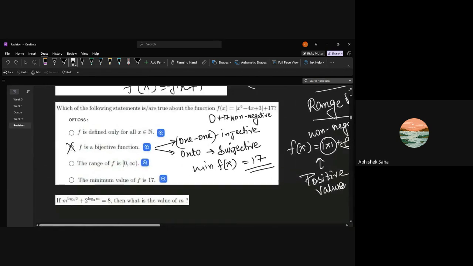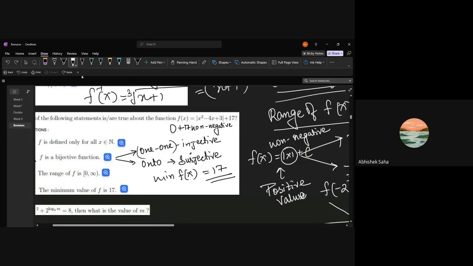Similarly, this is a modulus function. We know that the minimum value of this modulus function is 0. And if we are adding 17, then what will be the overall minimum value of that function? 17, right? So here we got 17. Then what will be the range of that function? From 17 to infinity.